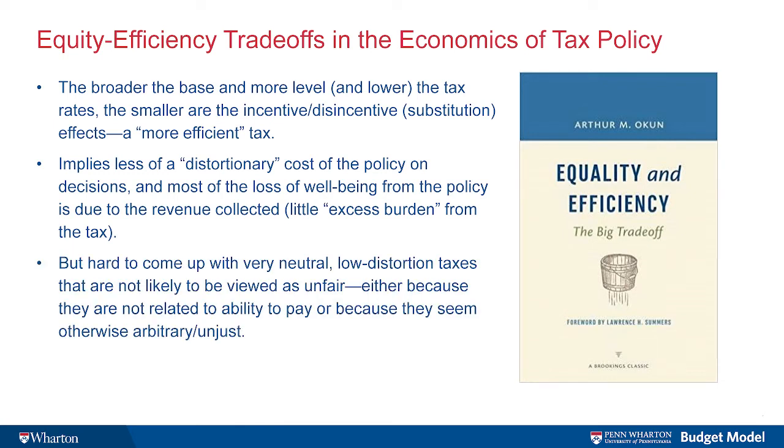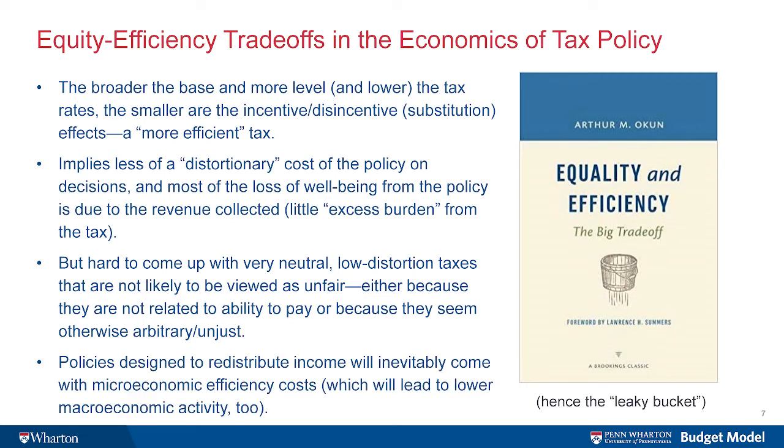And the challenge is it's very hard to come up with very broad-based neutral taxes that are not likely to be viewed as unfair, because in the process of adjusting tax burdens to ability to pay, you have to have higher effective tax rates on higher incomes. Well, that creates a substitution effect, the incentive to reduce your taxable income. And that's what leads to reduced economic activity and the lost economic activity that doesn't get transferred to anyone else. It just doesn't happen anymore.